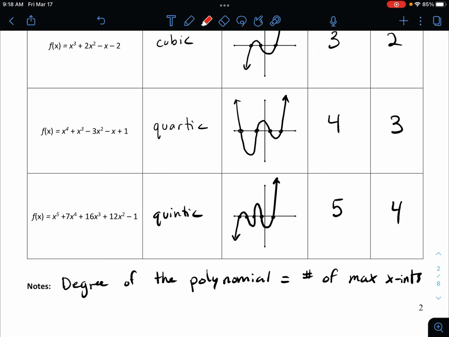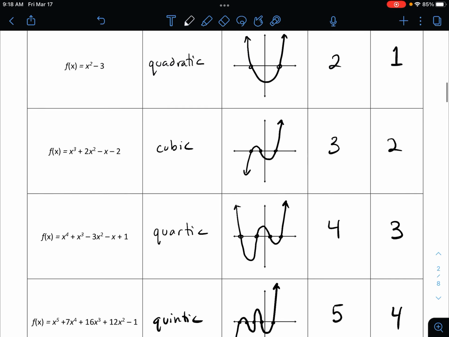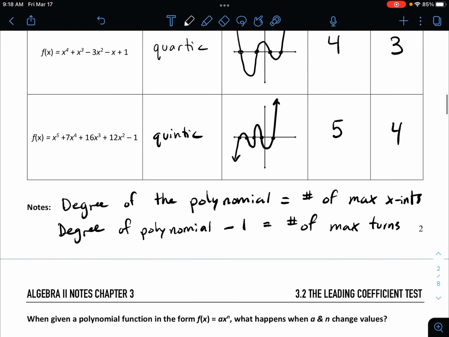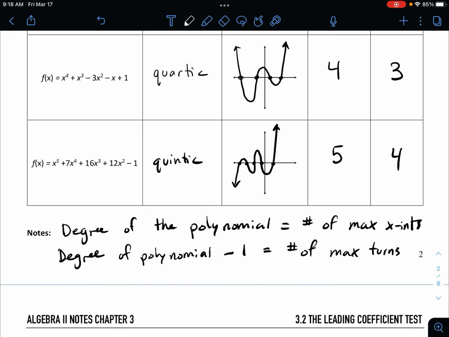So if you just look at the degree of the polynomial, that should tell you the max number of x-intercepts you can have. And then we know that if we look at the degree of the polynomial, and we subtract 1 from it, that's going to equal the number of max turns, right? If you look at that last column, you'll always see that that last column is one less than the number of max x-intercepts, right? Minus 1, minus 1, minus 1. So the number of turns is always just one less there. All right, and that's something that we should notice about these polynomial functions.